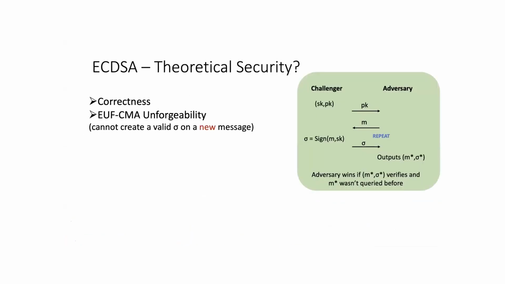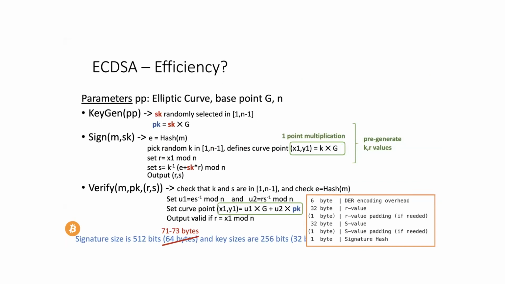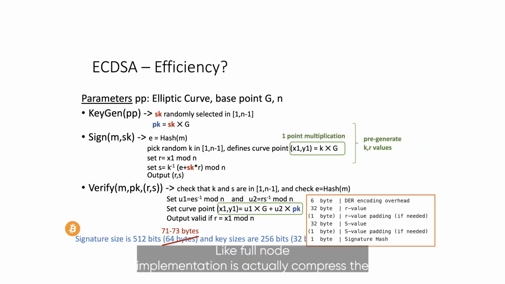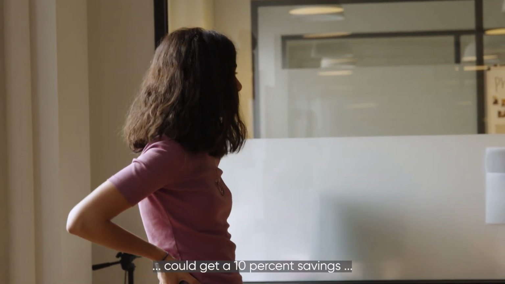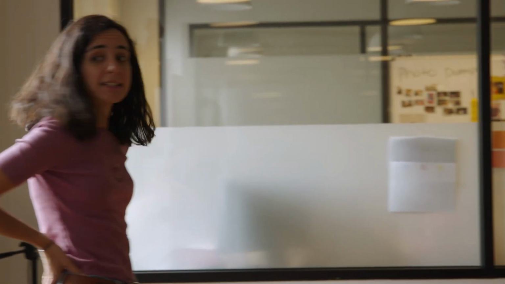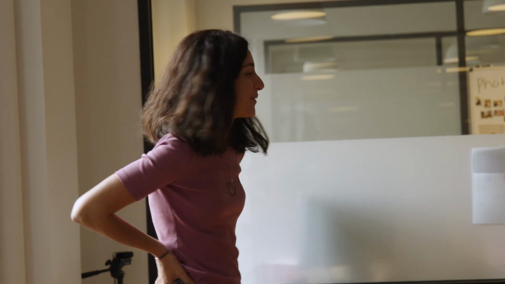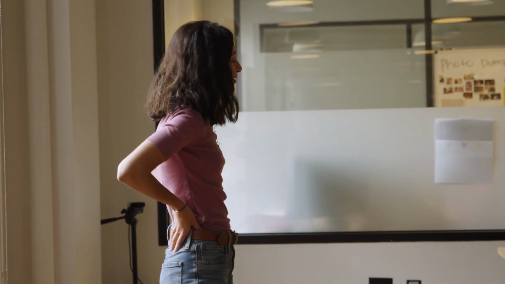All right, so, any questions on how the scheme works, high level here? I bet most of you have actually seen ECDSA before. Do any full node implementations actually compress the signatures? I was actually looking into this and I'm not aware. Yeah, that's a good question. 10% savings. Exactly, yeah, because if you bring this down to 64, that's actually important.